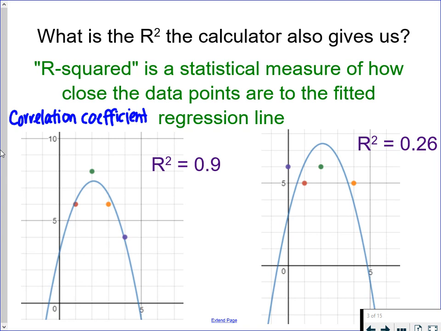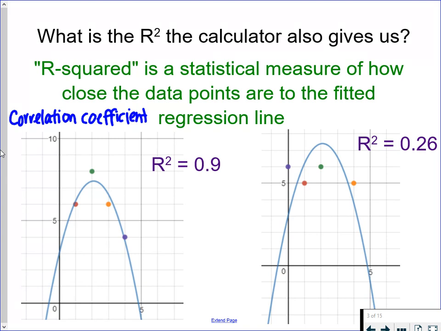So the closer we are to 1 or -1, and that would just imply that we have a negative slope or anything of that nature. The closer we are to 1 or -1, the better that line fits our data, okay?